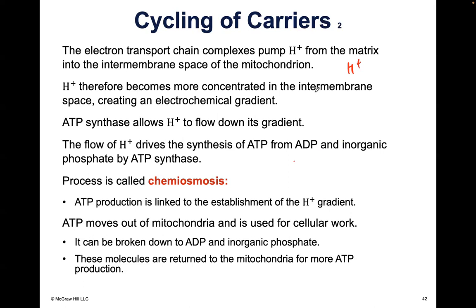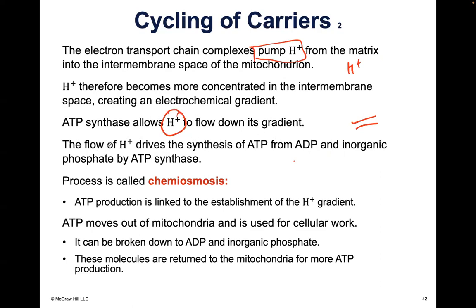This will create what we call an electrochemical gradient. Once you have more hydrogen ion pumped into the intermembrane space, it's going to lead to a high concentration of hydrogen ion in the what? In the intermembrane space, that is to say, the space between the inner membrane and outer membrane of the mitochondria. The ATP synthase allows hydrogen ion to flow down its gradient.